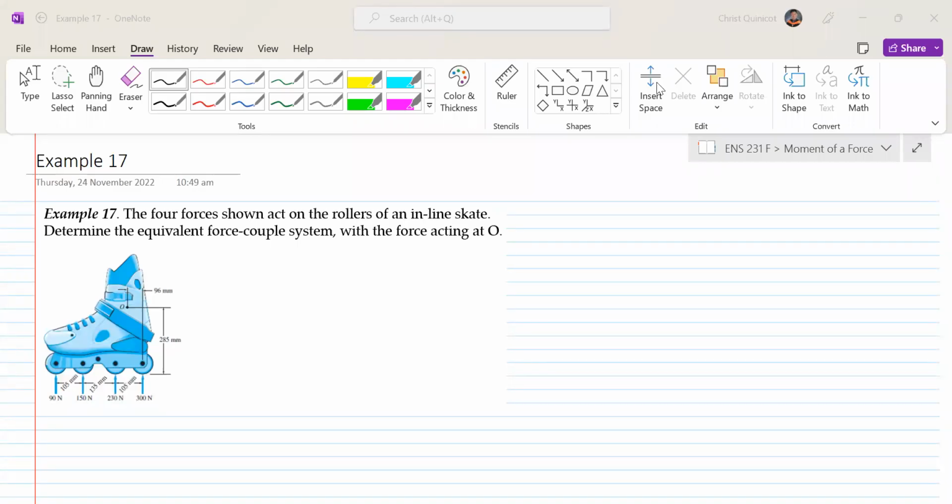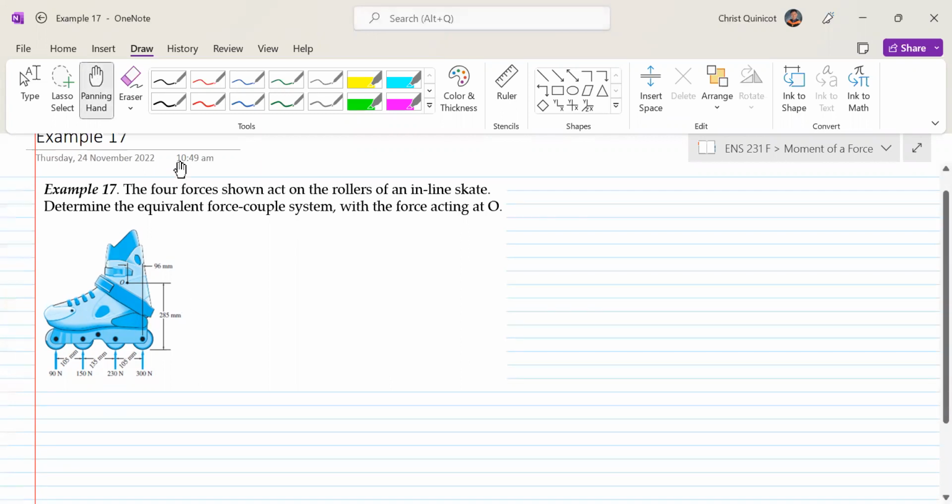Example 17. The four forces shown act on the rollers of an inline skate. Determine the equivalent force couple system with the force acting at O. Okay, so if you can observe, all the four forces are upward.